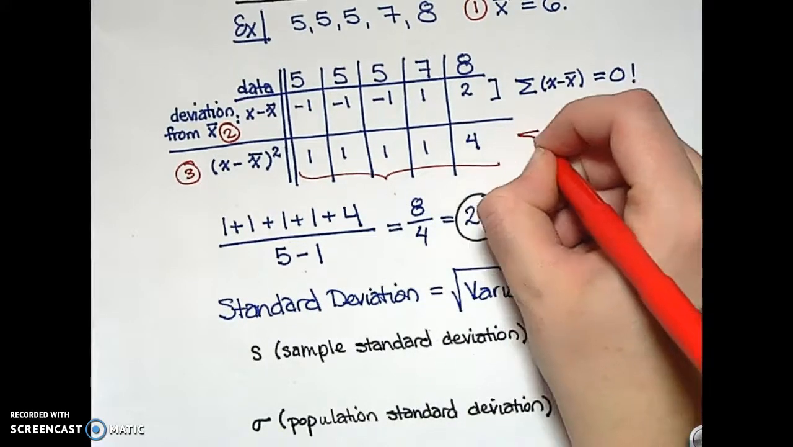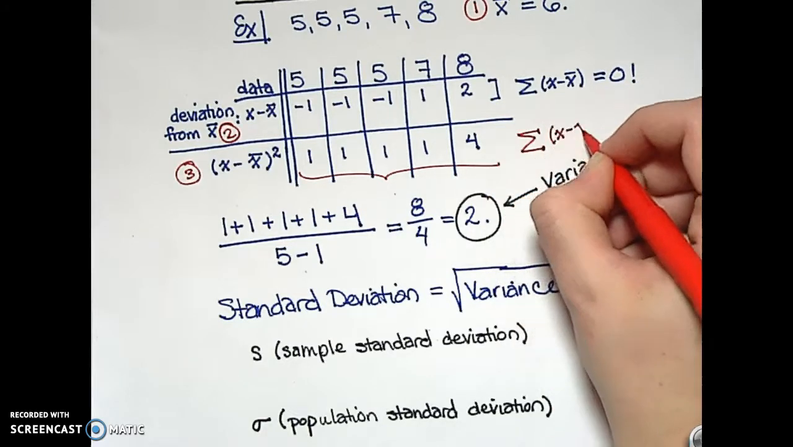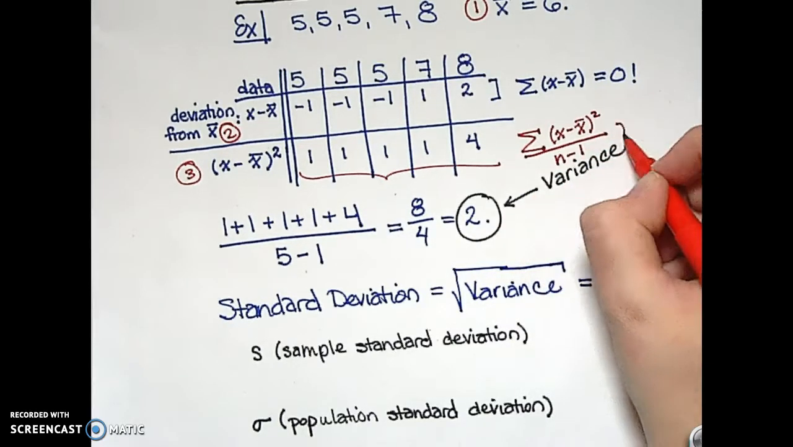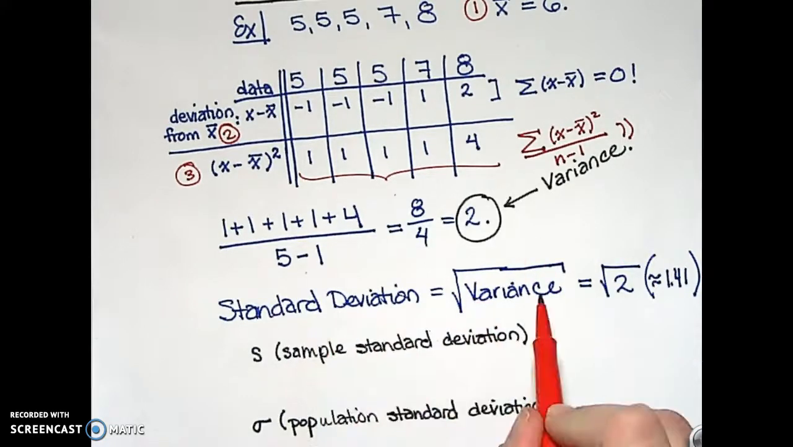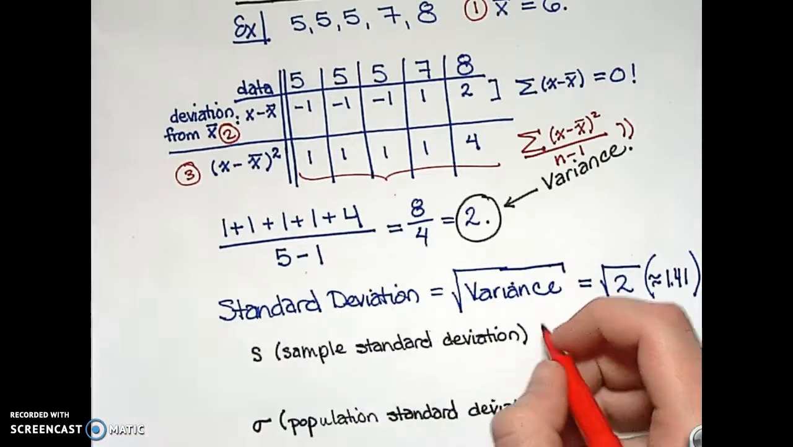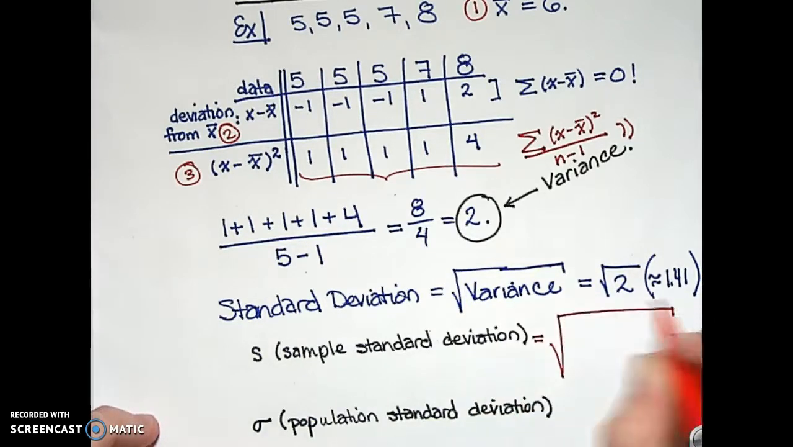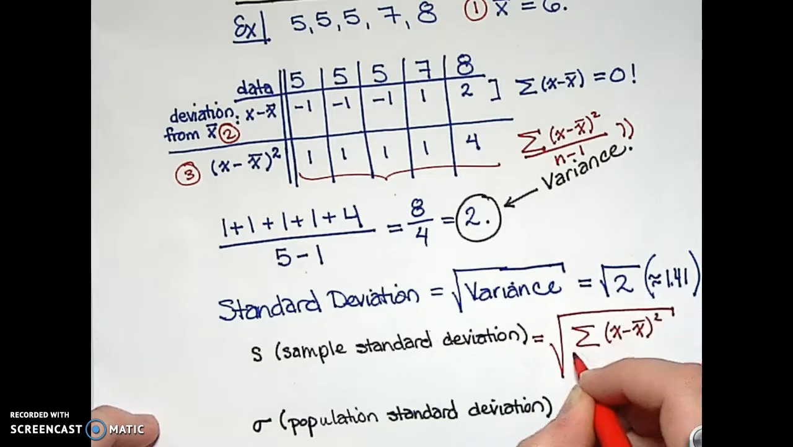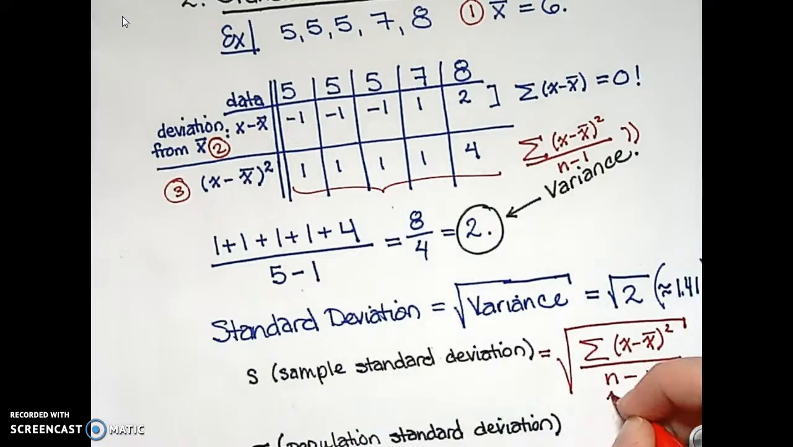So we are looking at the Greek letter capital sigma, which represents to sum up. We are looking at x minus x bar squared, the sum of all of those over n minus 1. And this formula represents the variance. But recall, the standard deviation is the square root of the variance. So the sample standard deviation is given by the formula: the square root of the sum of x minus x bar squared all over n minus 1, where again, as a reminder, n represents the number of data points.